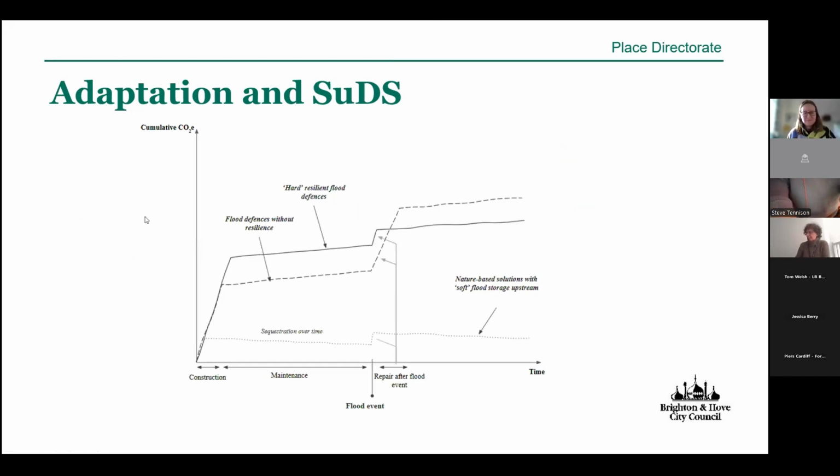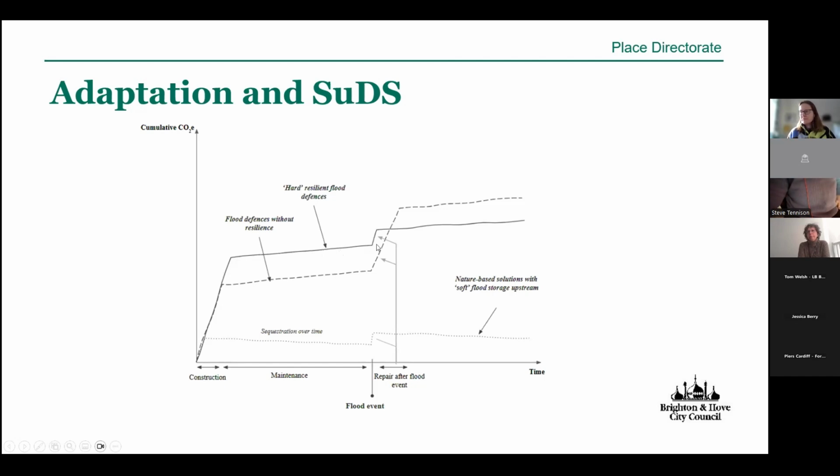Okay, so this diagram is showing carbon emitted over time for a drainage system. This is our time axis here, and this is the cumulative carbon emitted. So if we have an area which is prone to surface flooding, this black line might be what would happen in a traditional engineered system. We put in some bigger drains, so there are embodied carbon emissions associated with constructing that solution. And then over time, we have to do some maintenance, and so there are some increased carbon emissions there.